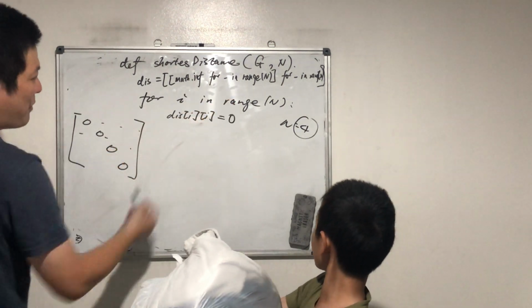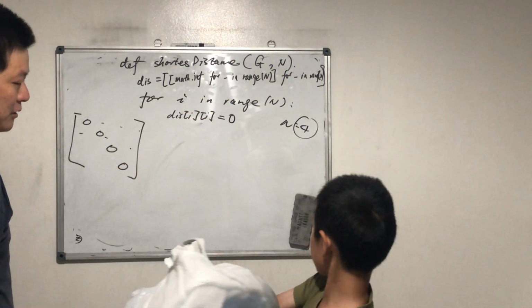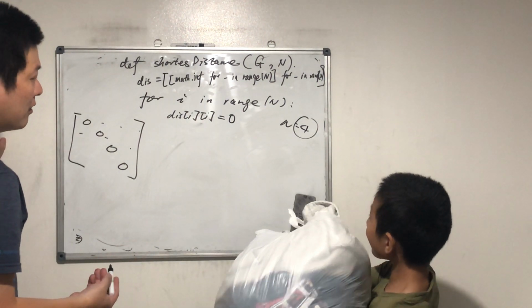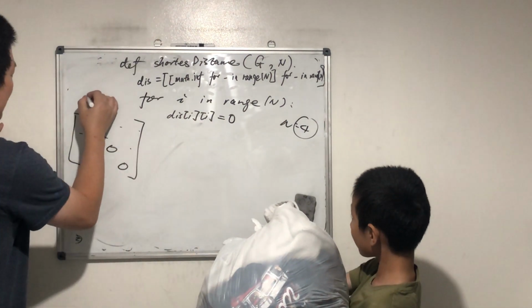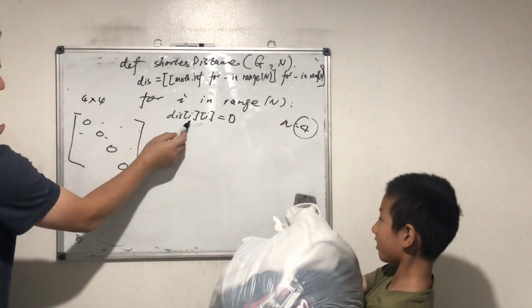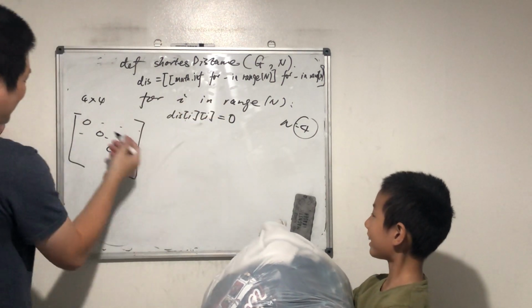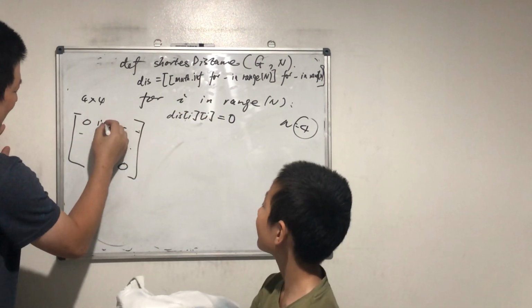What's the other value initialized to? No, n equals 4, so this is a 4 times 4 matrix. And I to I is 0. And what are the other values? Come on. Infinity. Infinity, yeah. So all these values are infinity.